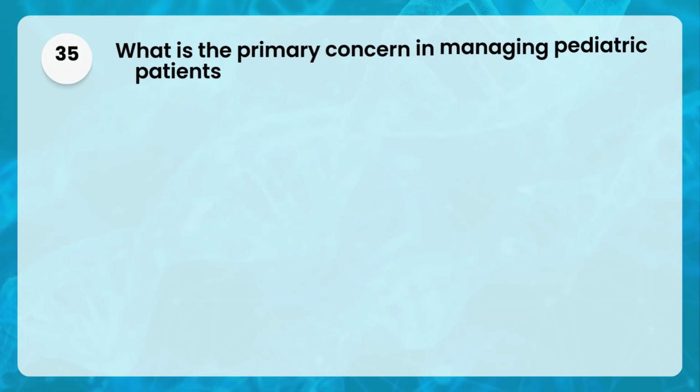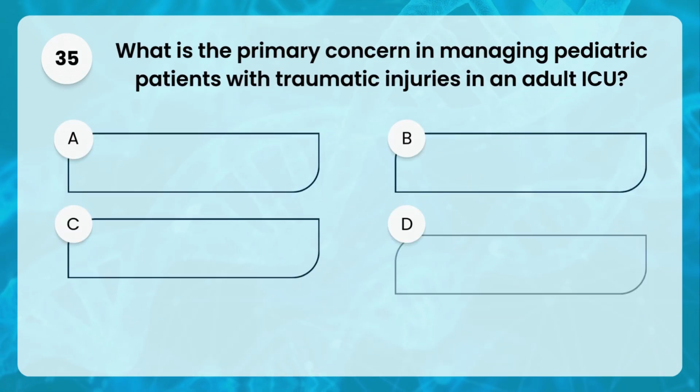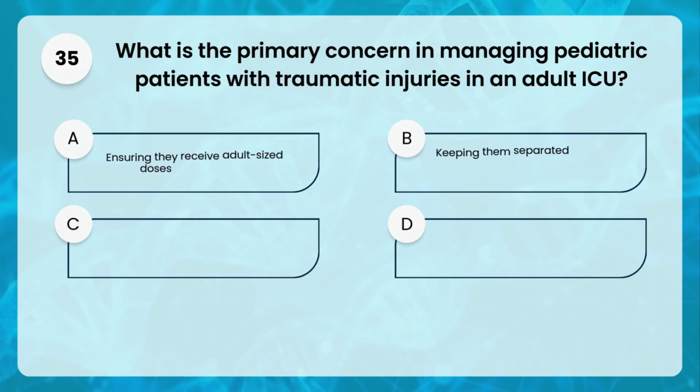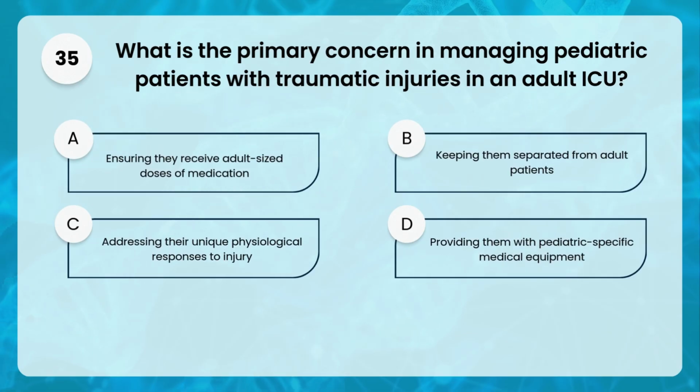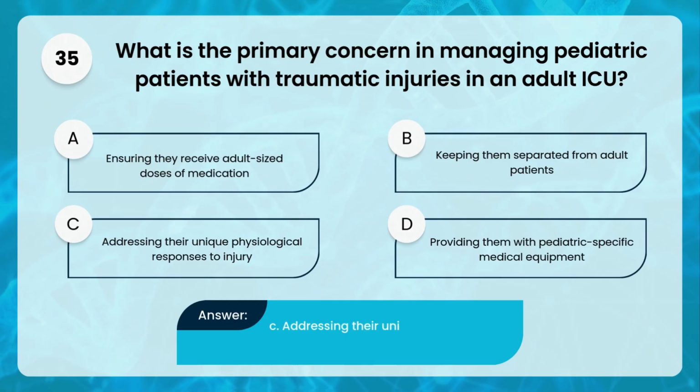Number 35. What is the primary concern in managing pediatric patients with traumatic injuries in an adult ICU? A. To ensure they receive adult-sized doses of medication. B. Keeping them separated from adult patients. C. Addressing their unique physiological responses to injury. D. Providing them with pediatric-specific medical equipment. The answer is C. Addressing their unique physiological responses to injury.